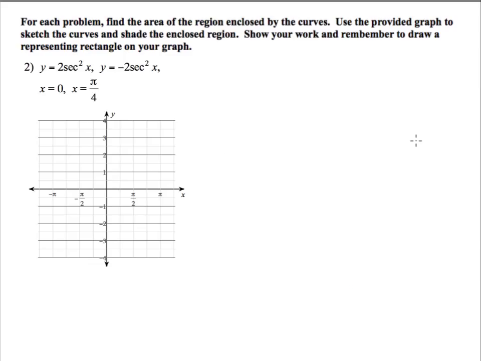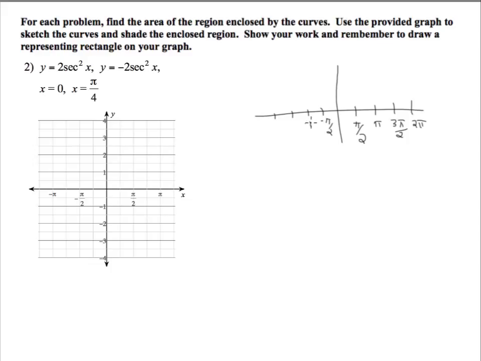For example 2 and 3, when we want to find the area of the region enclosed by the curves, we are not provided with the graph, so that will be our first step. We need to graph each curve. Now, if this problem number 2 had been a problem without a calculator, we need to go back to our knowledge of trigonometry to figure out how to graph 2 secant squared x.